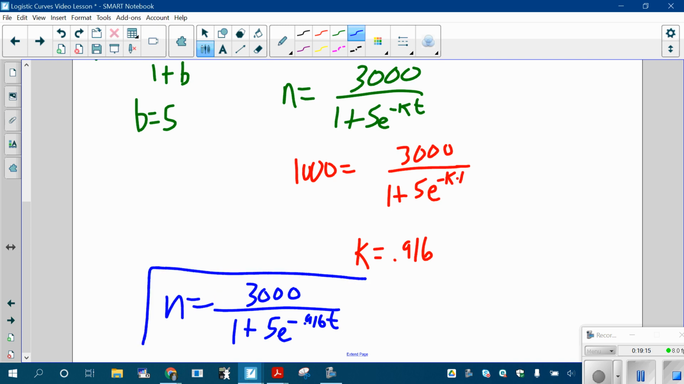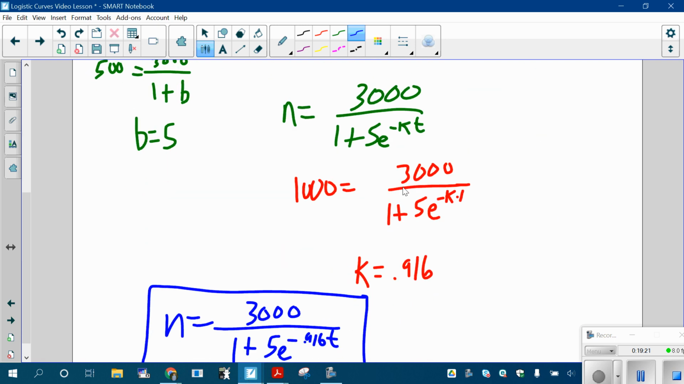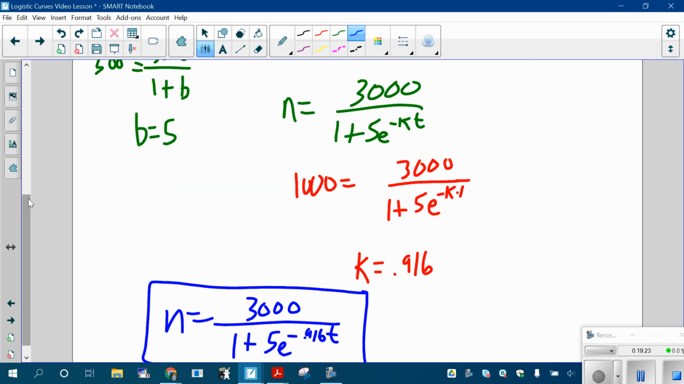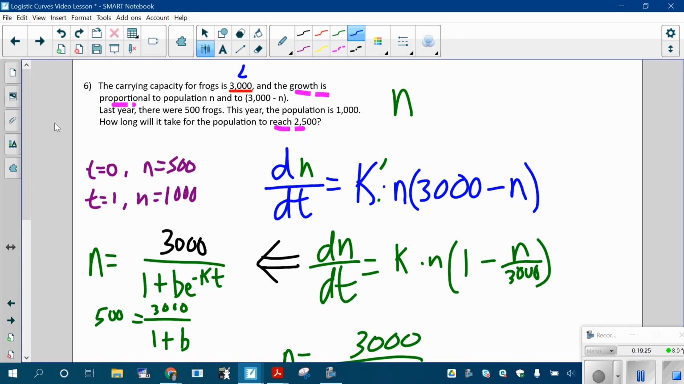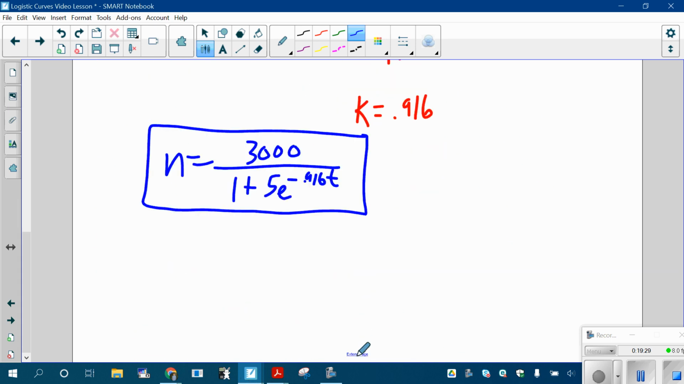Ta-da! This is a logistic growth function. It is the solution to this differential equation. Cool. And it models this population. So then whatever question they ask me should be pretty easy to answer. They could ask me to plug in a time, they could ask me to plug in a population, I can do either one. They're asking me when will the population reach 2500?